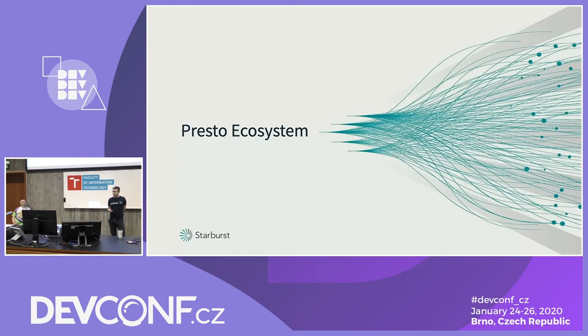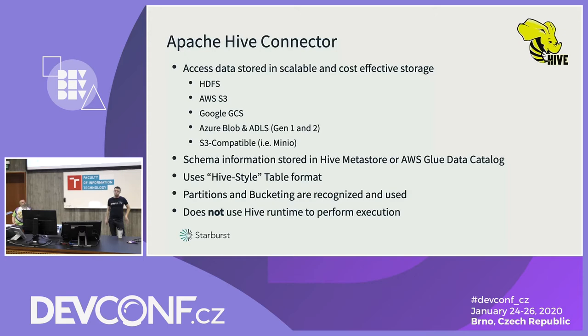So what's the ecosystem of Presto? First of all, the most important connector of Presto is the Apache Hive connector. Using this connector, you can have a seamless experience when moving from Hive to Presto. Basically, this connector tries to behave similarly to what Hive does for the storage.